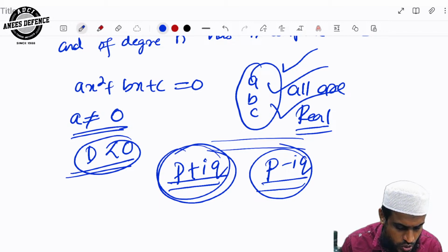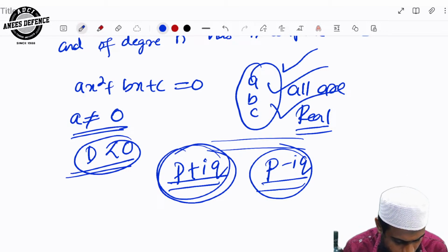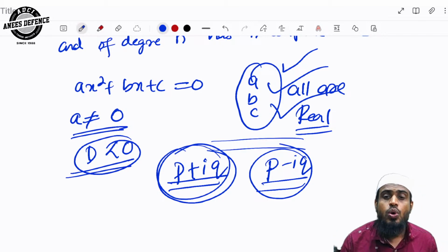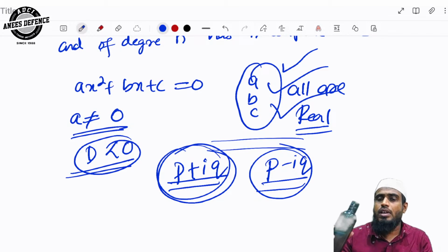If p plus iq is the root of the equation ax square plus bx plus c equal to 0, where a, b, c are real and a is not equal to 0, then p minus iq is also a root of the quadratic equation. The meaning is the complex roots occur in conjugate pairs. Complex roots will occur in pairs. One condition is there, a, b, c should be all real.